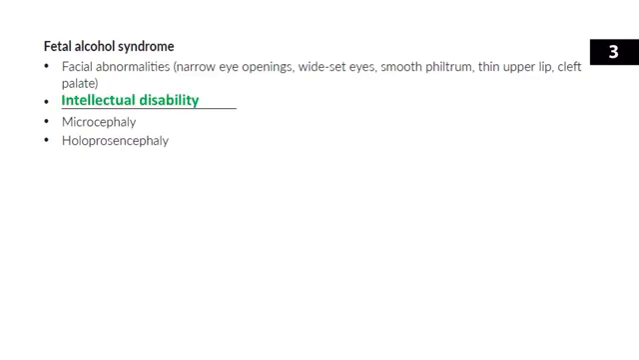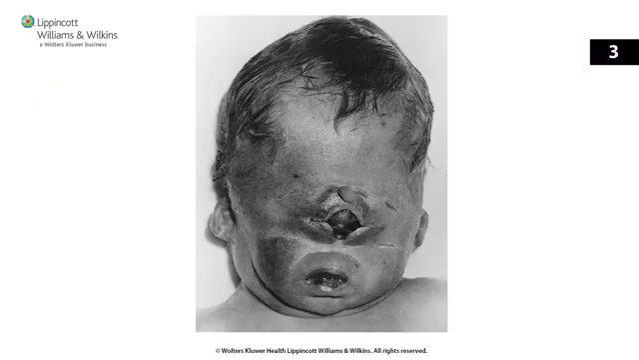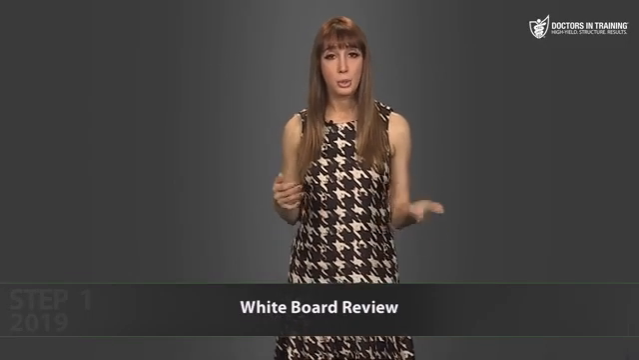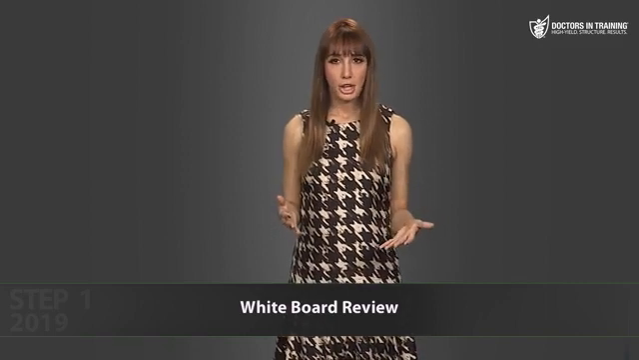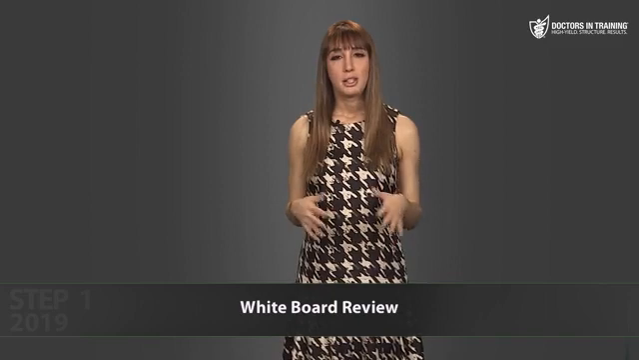Fetal alcohol syndrome can also cause intellectual disability, which used to be called mental retardation. And along with that, you can have microcephaly. You can also see something called holoprosencephaly, where the hemispheres of the brain fail to separate across the midline. Often it's associated with facial anomalies where the facial structures fail to separate, and you can get a single midline eye. So again, another kind of midline facial deformity. So those are all the teratogenic drugs and exposures we're going to cover. I know it's a lot of material, so let's go to the whiteboard and review these in a slightly different format.